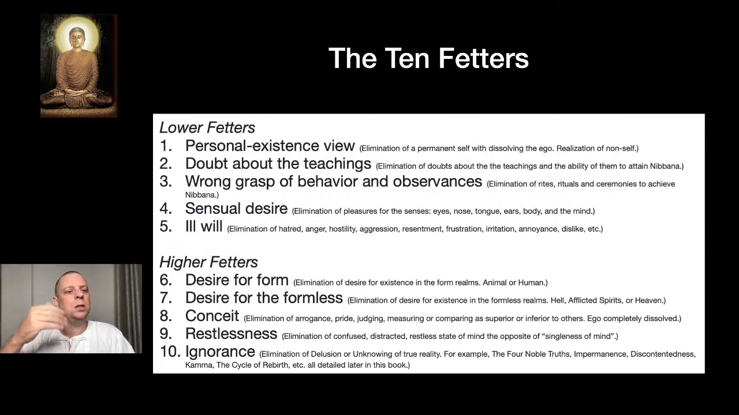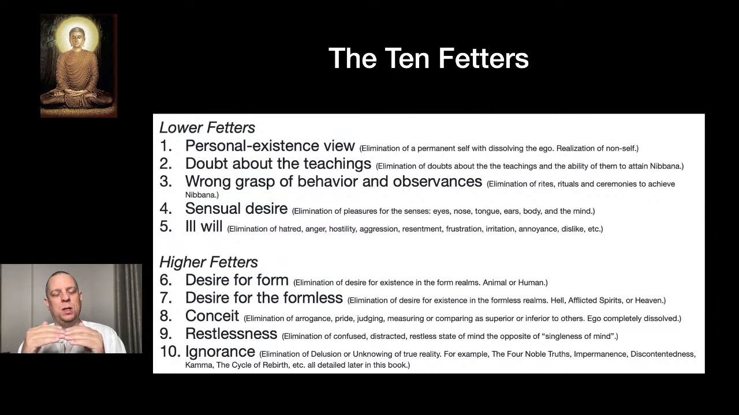And even though these fetters can be eliminated at different times, like for example, someone could eliminate ill will before they ever eliminate personal existence view. That's possible. Someone can eliminate ill will before eliminating doubt about the teachings. That's possible. But in general, if you kind of track along this path in terms of progressing as they're laid out, it actually is quite helpful.